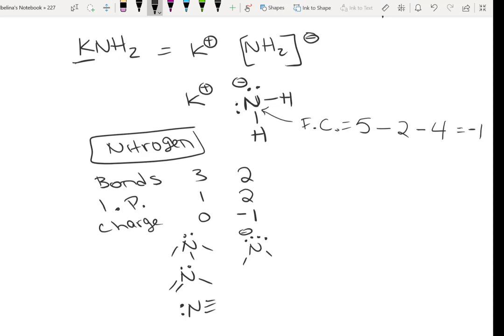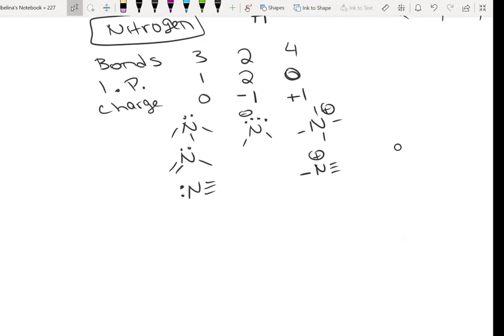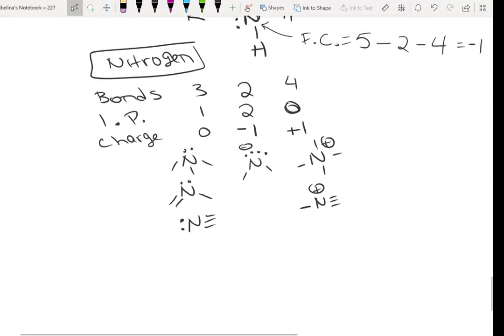And then you could have nitrogen with a positive charge, in which we have 4 bonds, 0 lone pairs, so it'll give us 8 electrons, plus 1. This could be 4 single bonds, or a triple bond and a single bond, which is also very common. It could also technically be 2 double bonds.